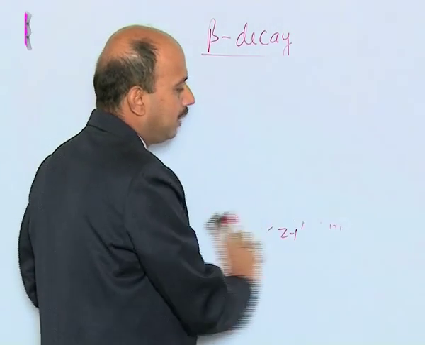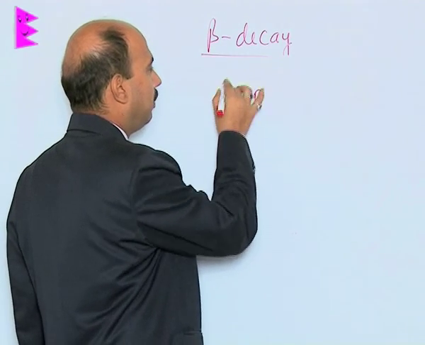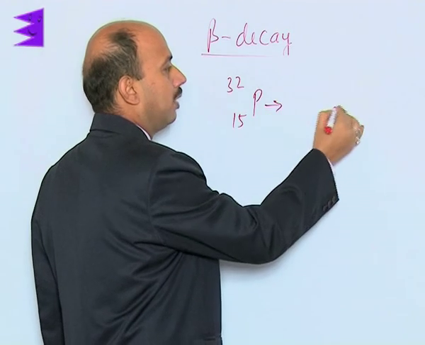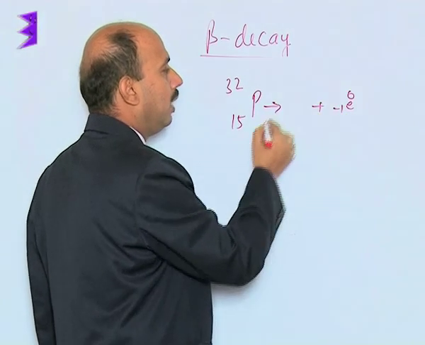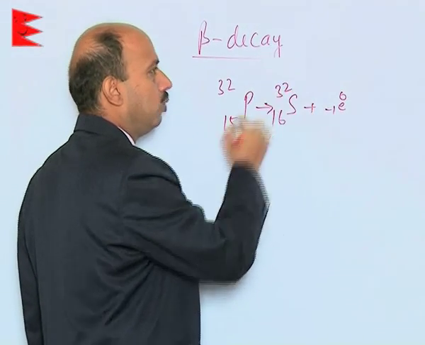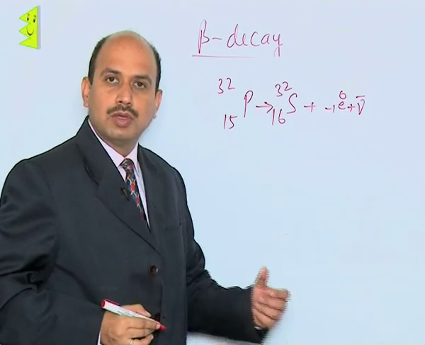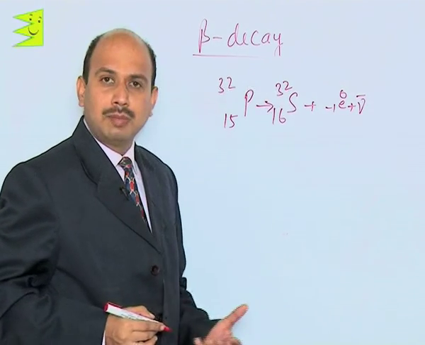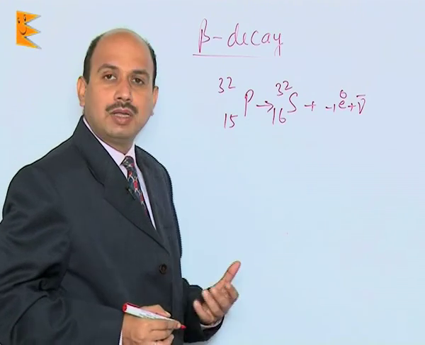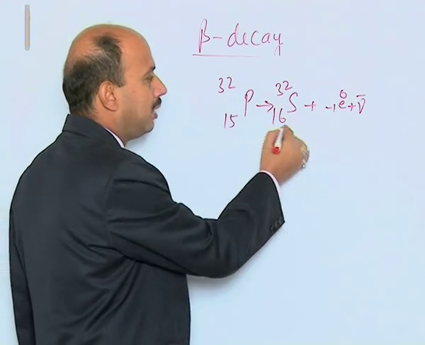Let us take an example of this. If you are taking phosphorus, that is 15 32, when it emits a beta particle -1, a new element is formed, S, that is sulfur, that is 16 and 32. But here a neutrino comes out, that is called an antineutrino. The antineutrino has a negligible mass, no charge, but it has high energy. Because of this property, it cannot be detected easily. So this one is a negative beta decay.